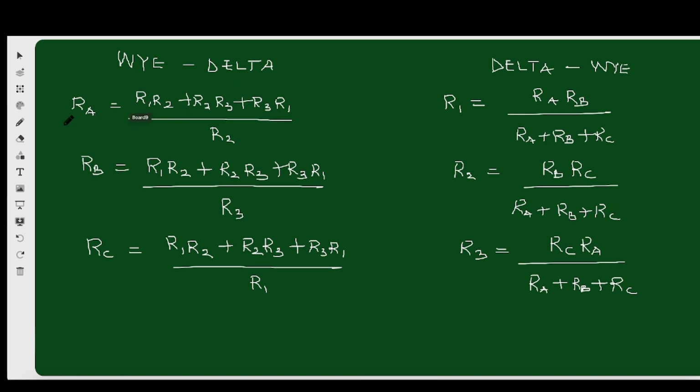Y to delta, they have similar equations: R1 R2 plus R2 R3 plus R3 R1. Just like the three resistors that are forming the star, you multiply two of them together and add them together. R1 multiplying R2, R1 multiplying R3, R2 multiplying R3, right? Then divided by R2. Let me now explain how this denominator is gotten. You can see that the numerators are the same, right?